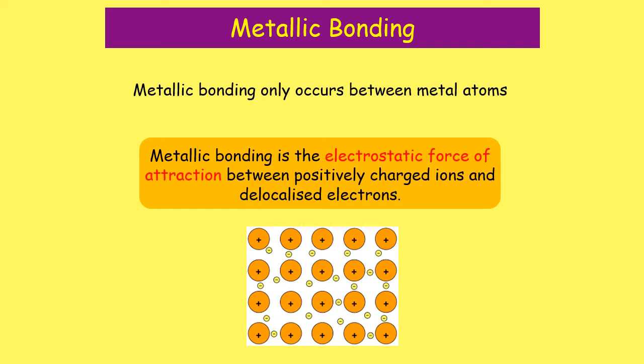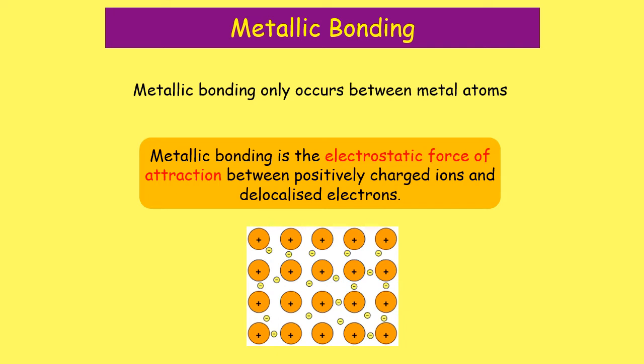So metallic bonding is the electrostatic force of attraction between positively charged ions and delocalized electrons. Now, what we mean by delocalized electrons are electrons that are moving around the structure.